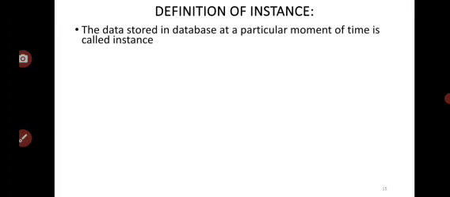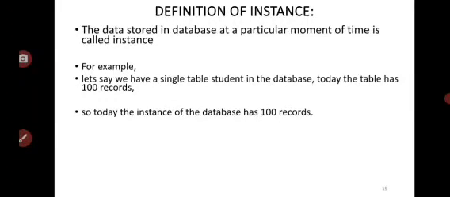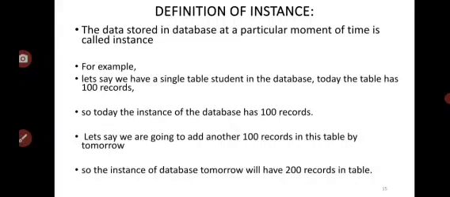Definition of instance. The data stored in the database at that particular moment of time is called an instance. For example, let us say we have a single table student in a database. Today the table has 100 records. So today the instance of the database is 100 records. Let us say we are going to add another 100 records in this table by tomorrow. So the instance of the database tomorrow will have 200 records in the table. So a data instance is the exact number of records present at that particular time.